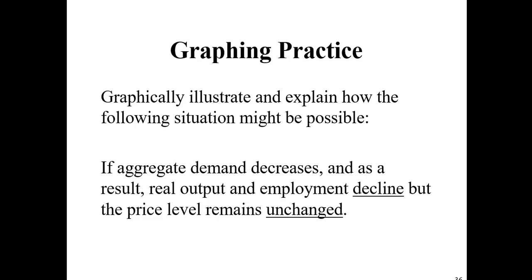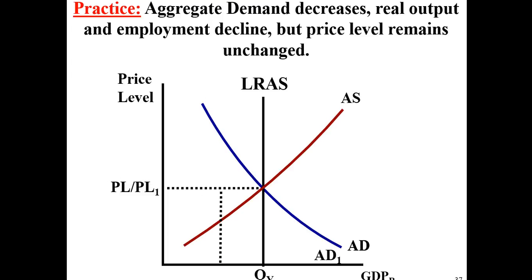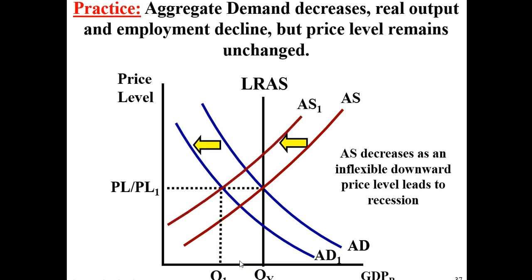So shift that aggregate demand curve to the left, and that should show a decline in real output and employment. But if the price level is the same, then what's going to happen there? So here's a picture of it. Aggregate demand decreases, and as you can see, when aggregate demand decreases, real output and employment decline, right? Because here's real output and employment. And that's measured here, so that declines. However, the price level remained the same.